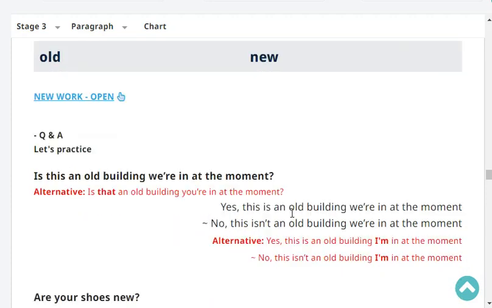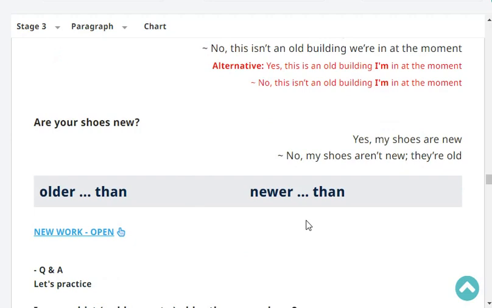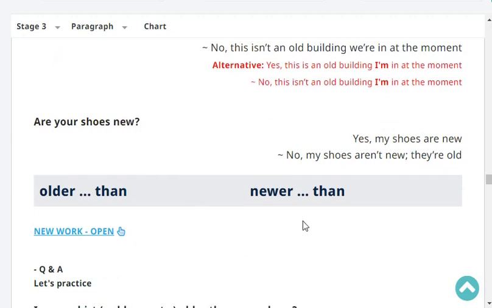Is that an old building you're in at the moment? Yes or no? Yes, this is an old building I'm in at the moment. Very good. Are your shoes new? Yes or no? No, my shoes aren't new. They are old.